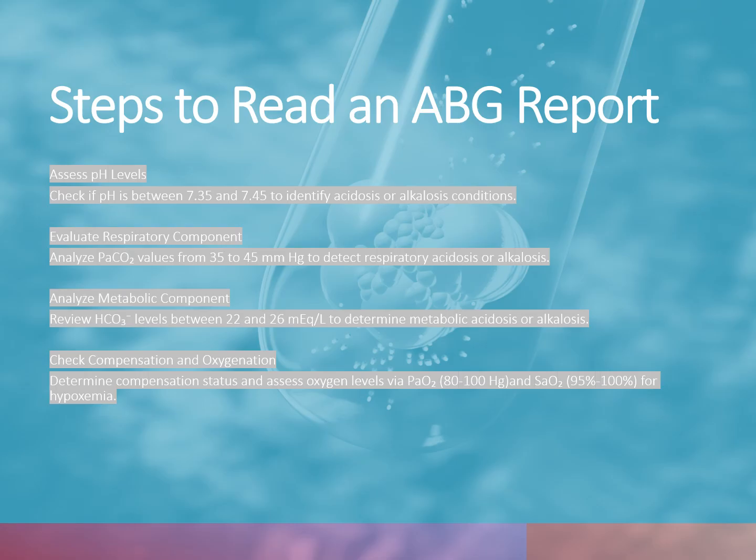The next step is to check for compensation by looking at the total picture. I'm just going to introduce this concept of compensation to you. Partial compensation occurs when your pH level is still abnormal, but the body is attempting to correct it.